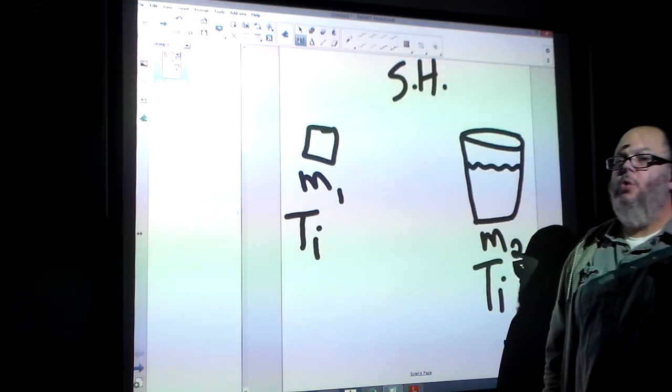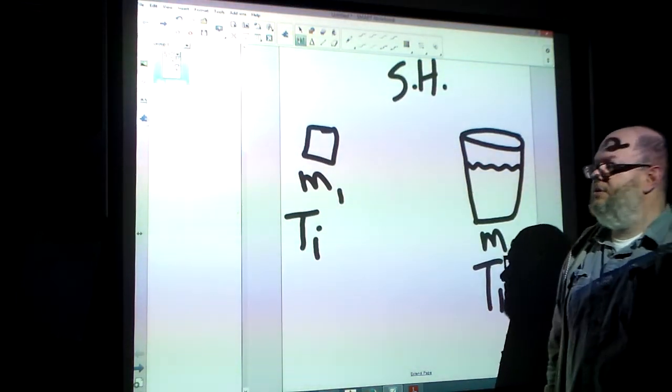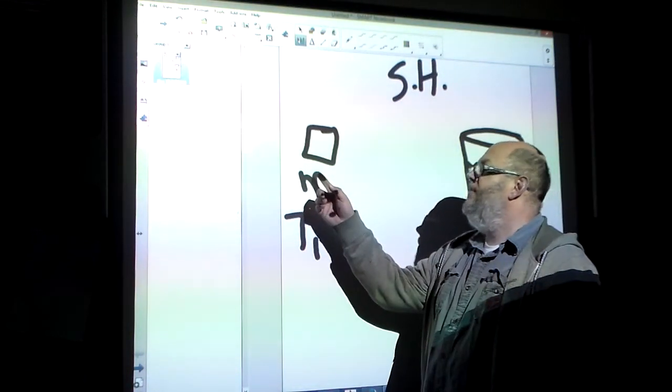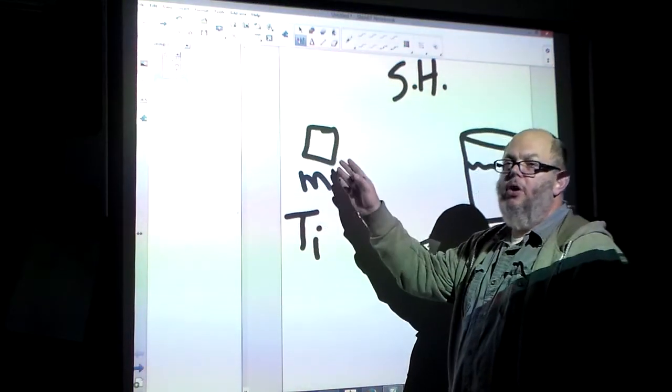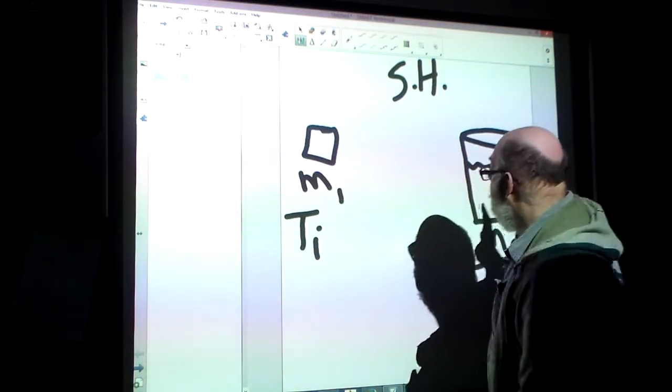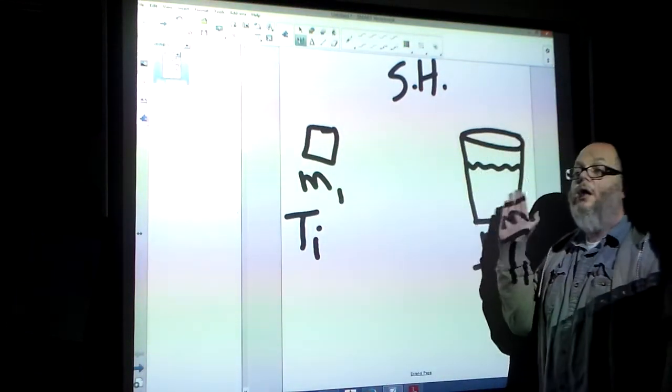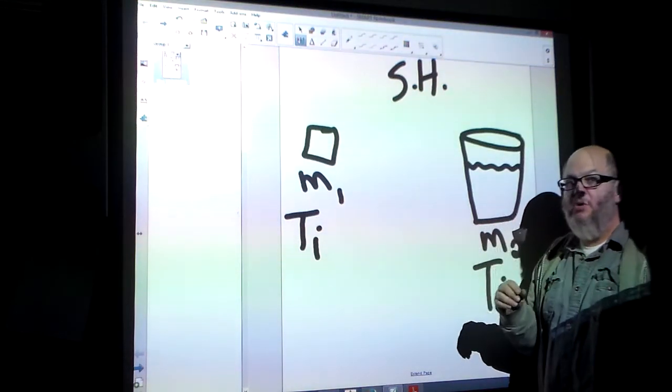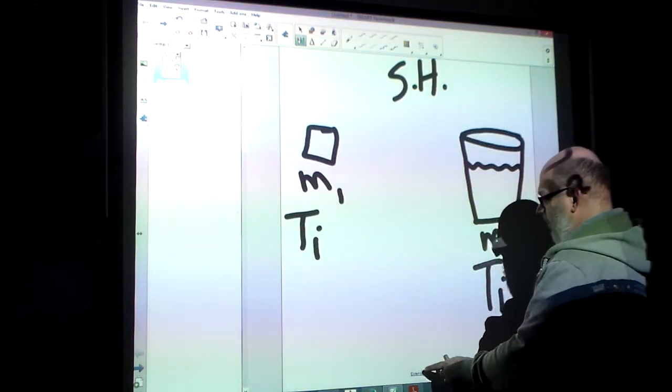So really, there are going to be 2 thermometers involved in this experiment. One is going to be checking the temperature of our heated-up metal, and the other is going to be checking the temperature of our coffee cup calorimeter. So that's what we're working with.